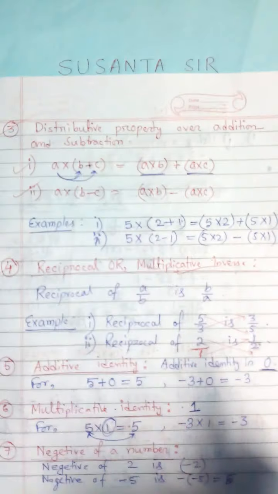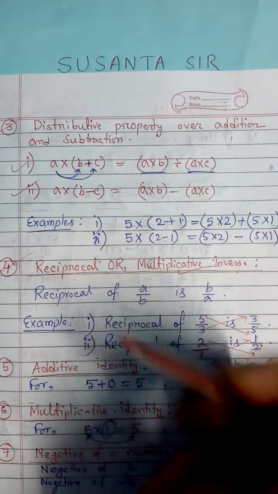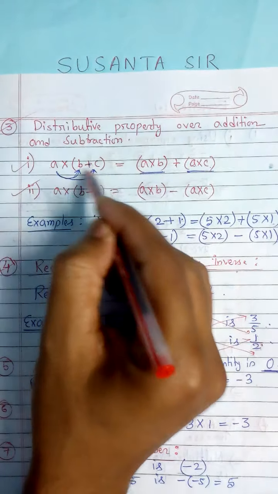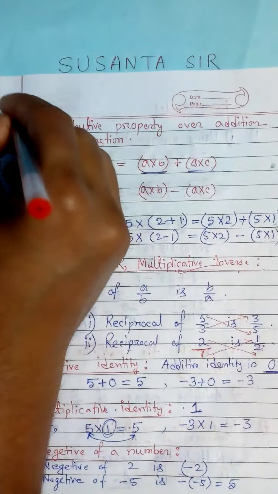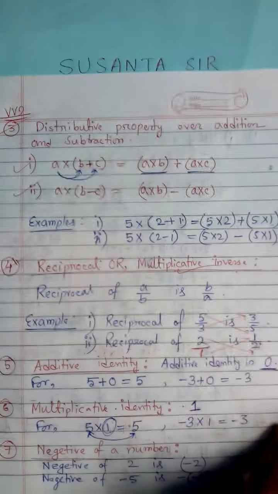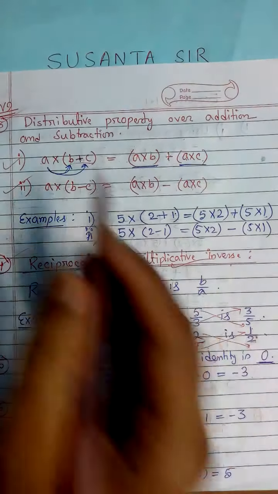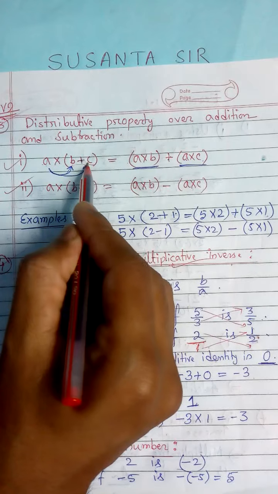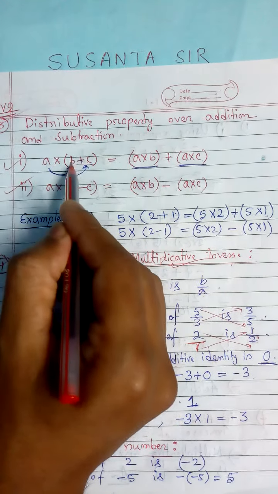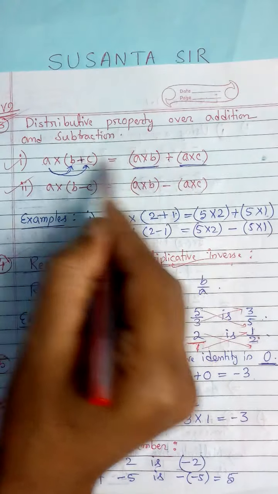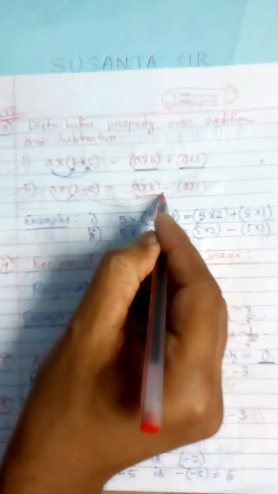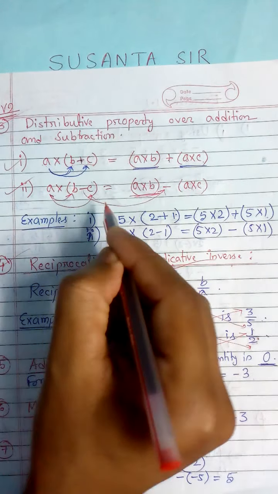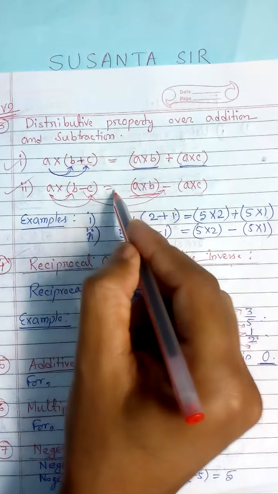Now come to the distributive property. Distributive property means a into (b plus c) equals a into b plus a into c. This is a very important property for all classes of mathematics. Similarly for subtraction, a into (b minus c) equals a into b minus a into c. That means this is called the distributive property.